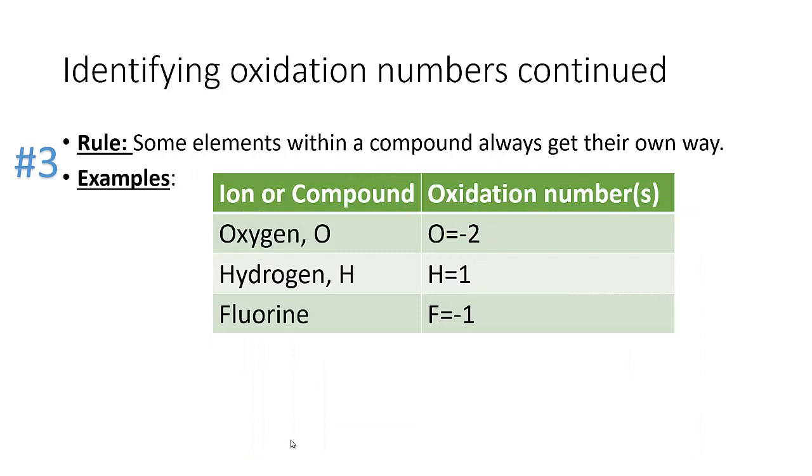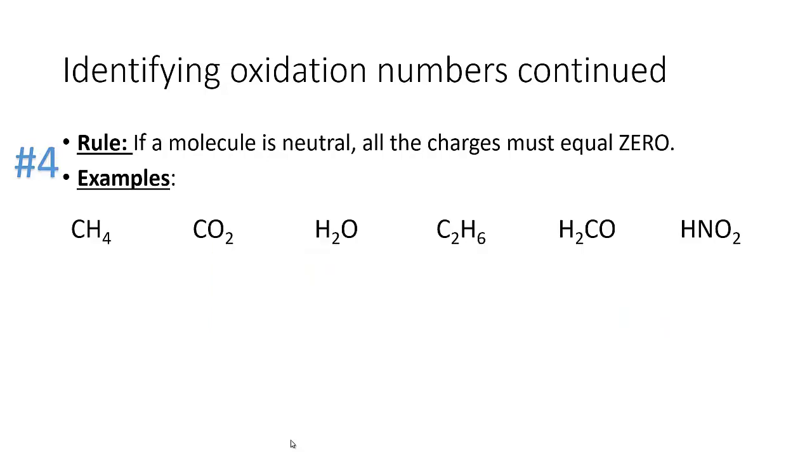The third rule says some elements always get their own way. So if you ever have an oxygen and it's combined with any other element, it always gets to be -2. Hydrogen, for our sake, if hydrogen ever combines with another element, it gets to be +1. And fluorine, if it ever combines with another element, it always gets to be -1. So just write these down in your periodic table. Remember that these guys always get to be whatever they want to be, which in this case is -2, +1, -1. Okay, so now let's practice.